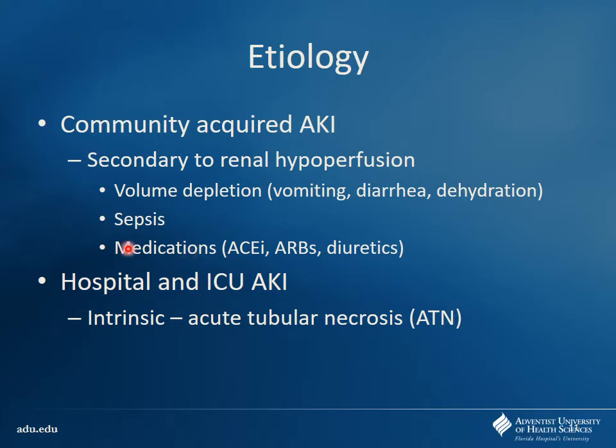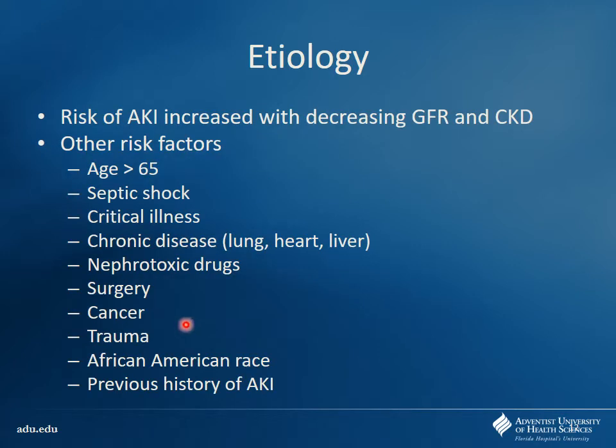And then you'll see with a lot of the hospital and ICU acute kidney injury, a lot of it's intrinsic. Usually acute tubular necrosis is the more common thing you're going to run into. Risk is also going to go up with several factors, like septic shock, older patients, nephrotoxic drugs. What do you think about surgery? They had a particularly bloody surgery. Maybe they lost a lot of intravascular volume. That could be one reason.